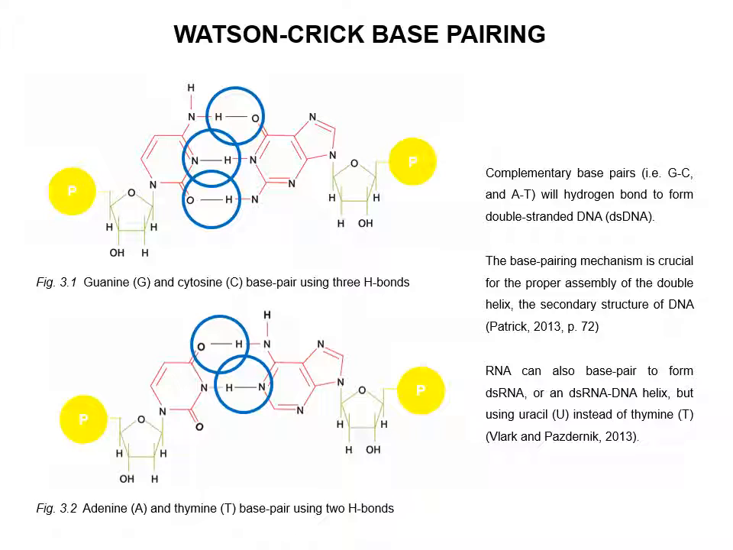Watson and Crick then constructed an accurate three-dimensional model of the DNA double helix and demonstrated that this structure is stabilized by the fact that adenine forms 2 hydrogen bonds with thymine and guanine forms 3 hydrogen bonds with cytosine. They coined it the Watson-Crick base pairing mechanism and received the Nobel Prize for their contributions.